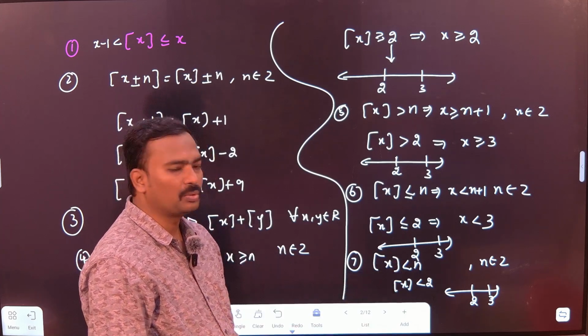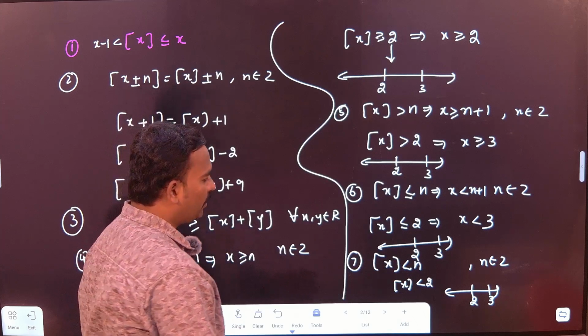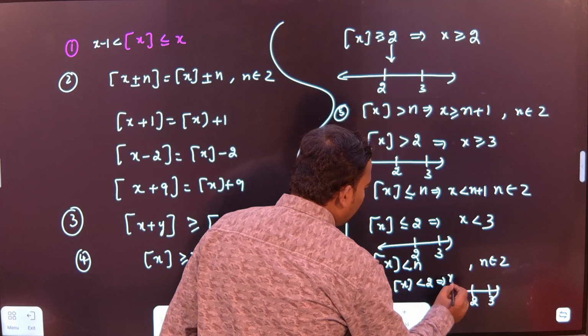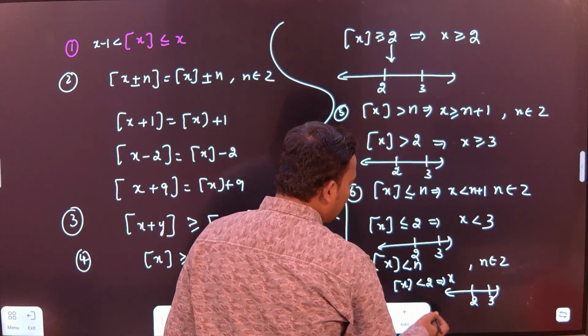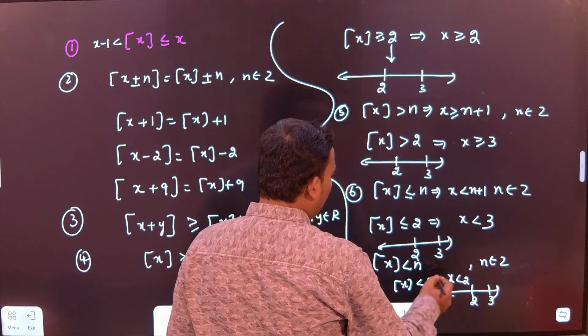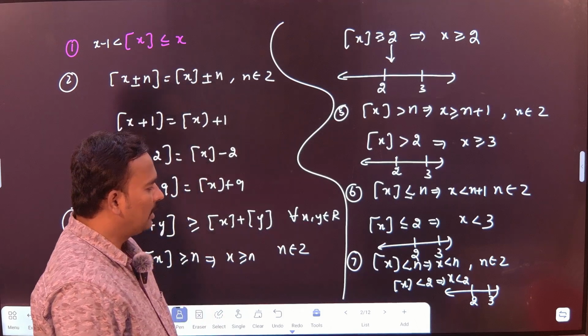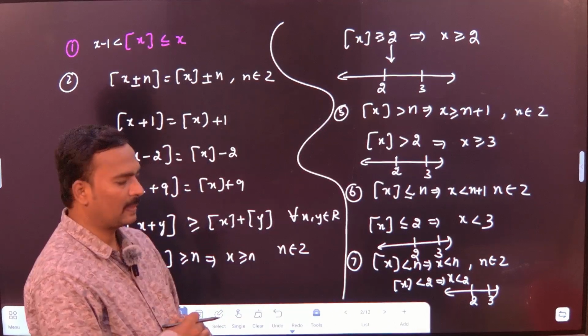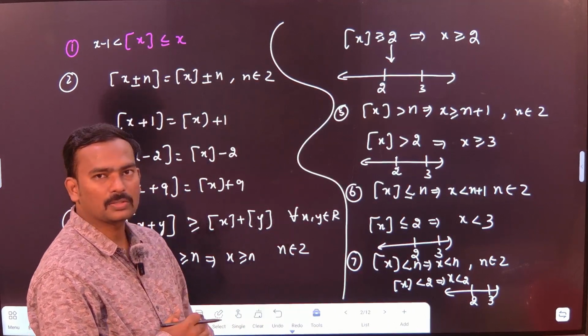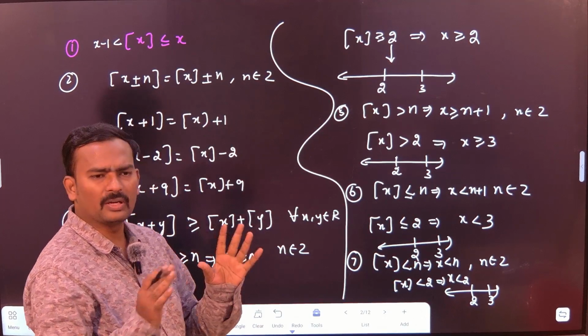3 less than 2? It's not possible. Therefore, you have to take x strictly less than 2. That means x should be less than n. Then only it's satisfied. So you cannot include 2 also. I hope everyone understood, right?